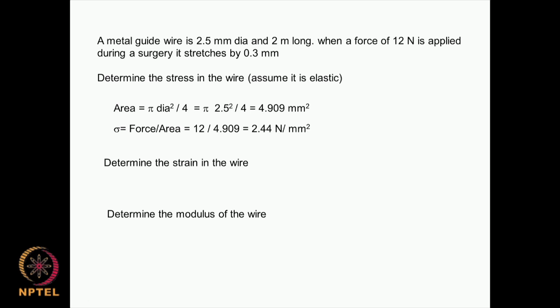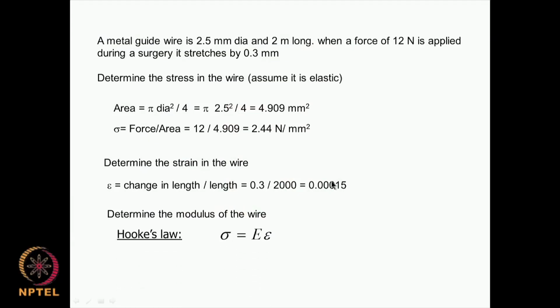Strain is elongation divided by original length. Strain has no units. So, elongation is 0.3 mm and original length is 2 meter. So, 0.3 by 2000, do not forget 1 meter is equal to 1000 millimeter. So, you need to convert that. So, 0.3 divided by 2000, there are no units for strain. So, 0.00015. What is the modulus?